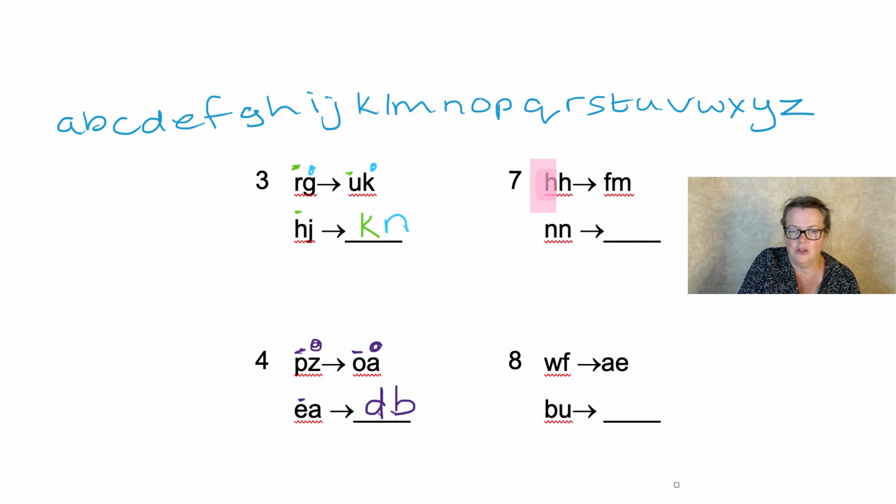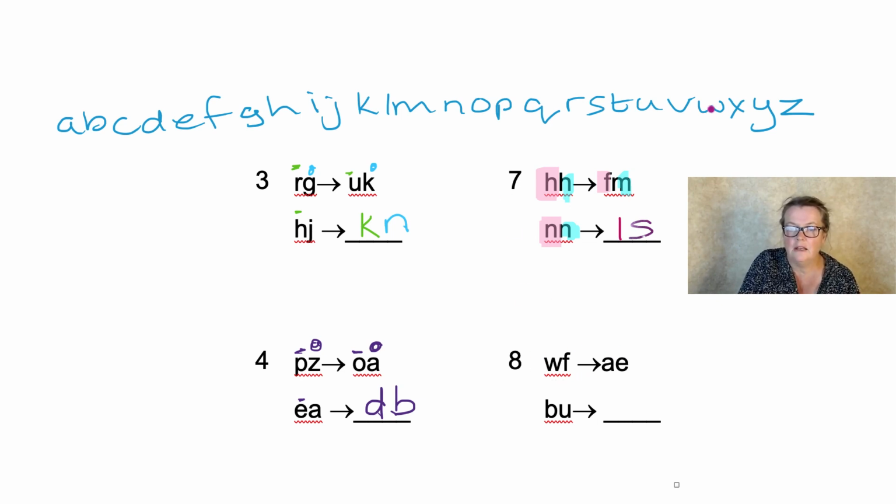Right. H to F is back 1, 2. So we go N, back 1, 2 is L. And now we go H to M is forwards 1, 2, 3, 4, 5. So we go N, forwards 1, 2, 3, 4, 5 is S. That's lucky. And the final one, goody, goody, goody.